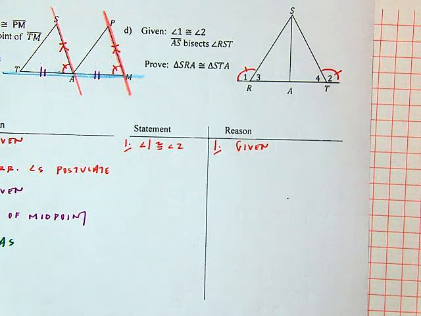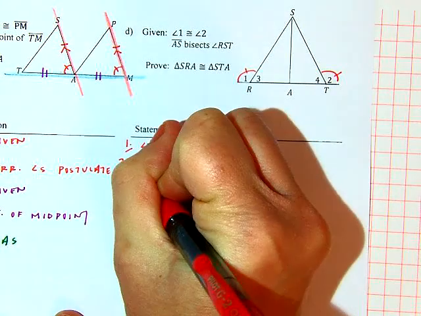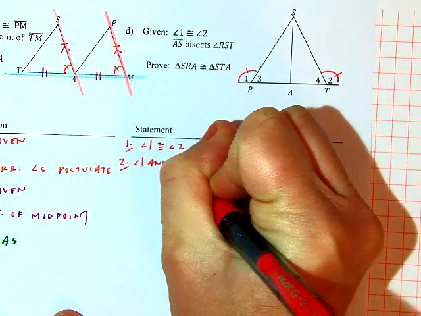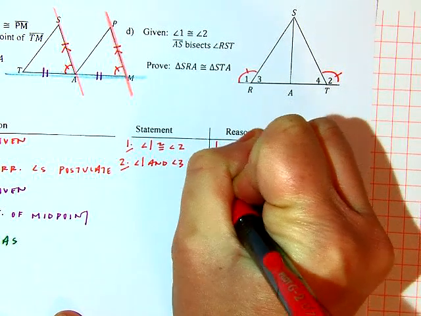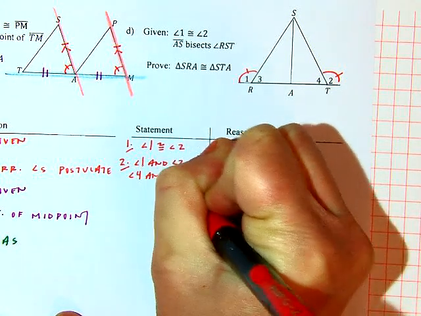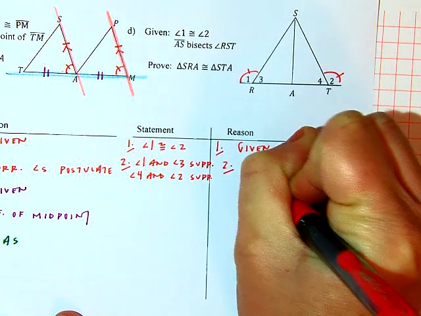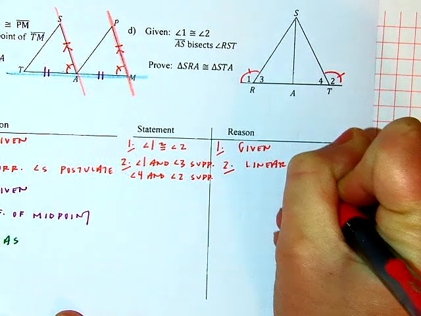I want to link up 3 and 4. Whenever we see numbers in our picture, we know that we're going to use them somewhere in our proof. So what I need to do is establish that 1 and 3 are supplementary. They form a linear pair. So are 4 and 2. So I'm going to say angle 1 and 3 are supplementary, and so are 4 and 2. I know that because they form a linear pair. So this is the linear pair property.